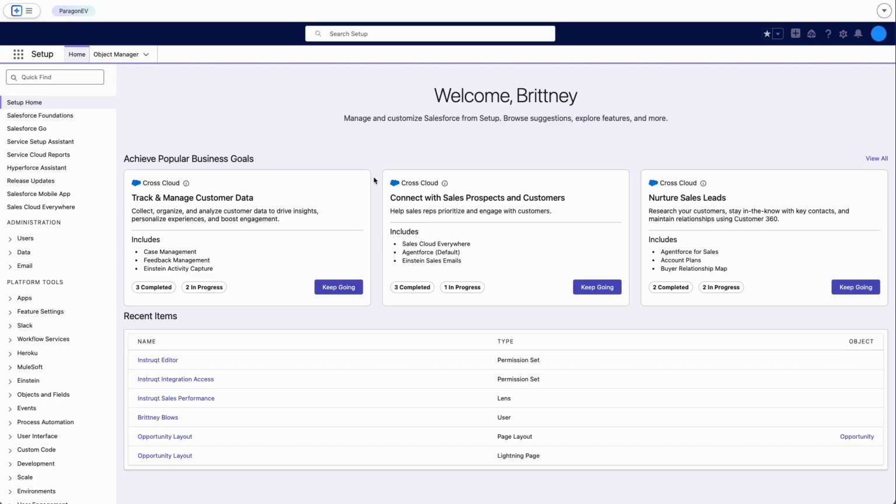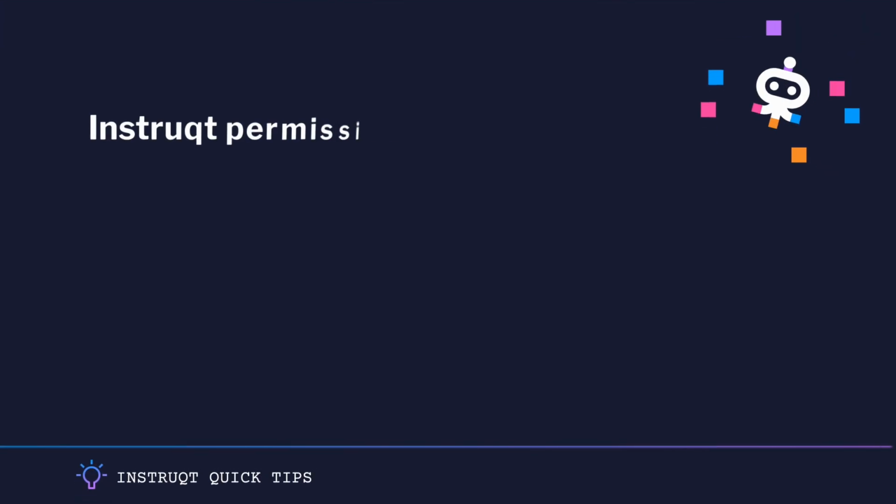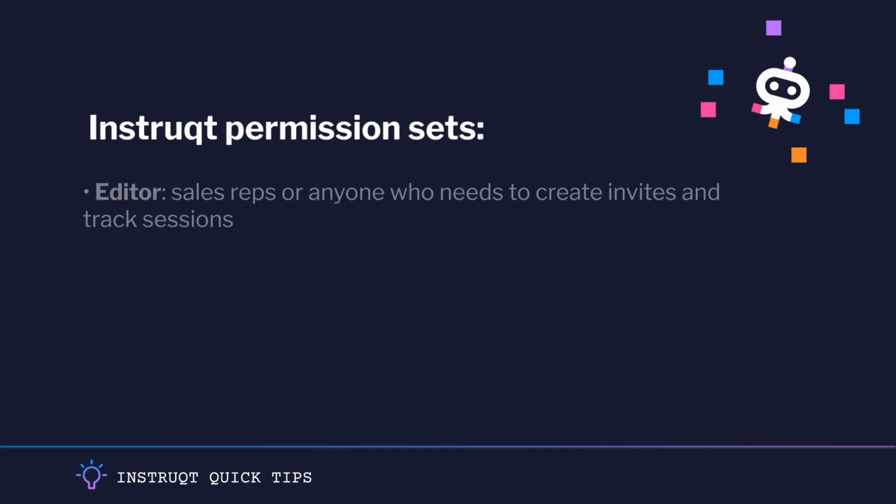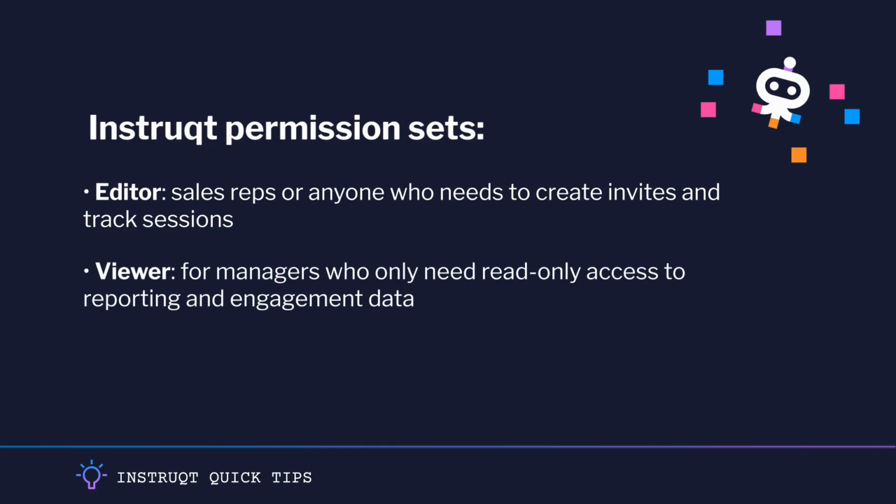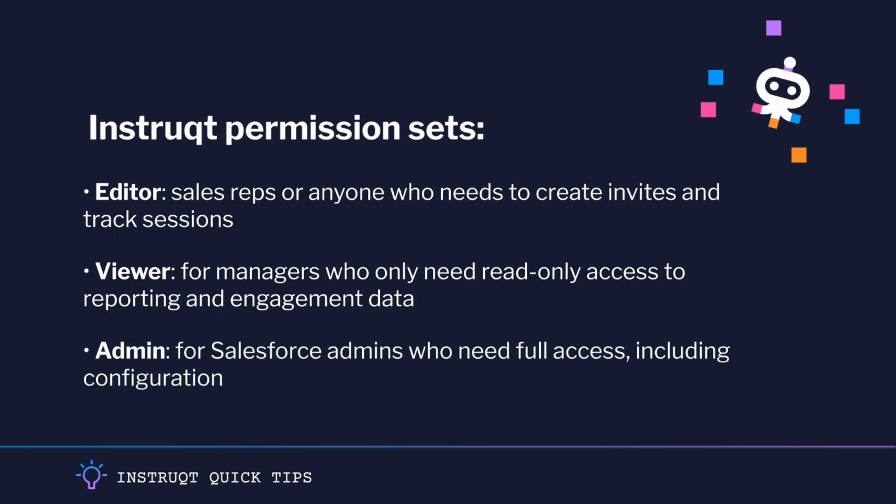You'll want to assign Instruqt permission sets to the right users. Instruqt includes 3 main permission sets based on role. Instruqt Editor, for sales reps or anyone who needs to create invites and track sessions. Instruqt Viewer, for managers who only need read-only access to reporting and engagement data. And Instruqt Admin, for Salesforce admins who need full access, including configuration.